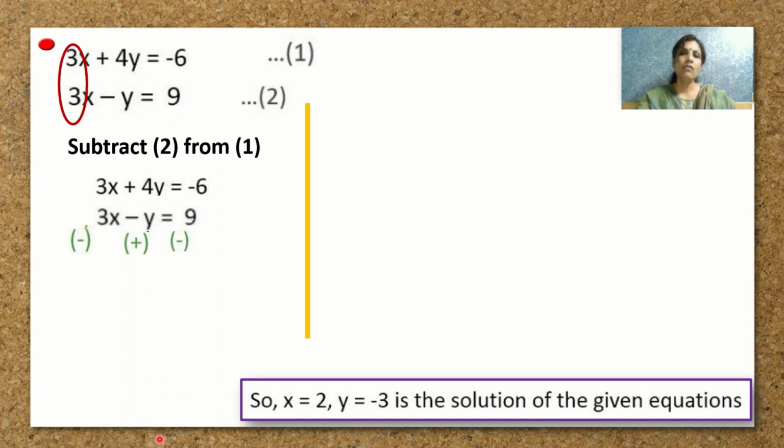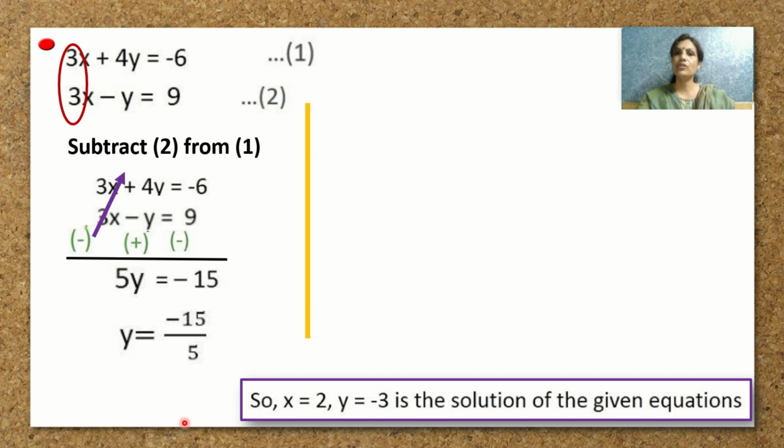Okay. So now what you get? Plus 3x minus 3x. Now we will consider the new sign for the second equation of coefficient of x. So this plus 3x minus 3x will get cancelled. And then what are you left with? You are left with 5y, because now we have 4y plus y, that is 5y, is equal to minus 15. Minus 6 minus 9. So we get y is equal to minus 15 upon 5. So y is equal to minus 3.